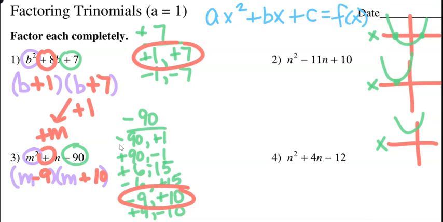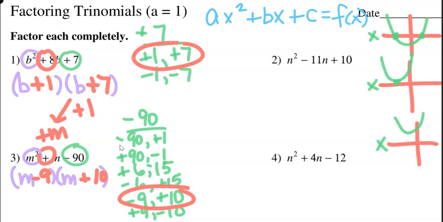So that's how you factor with a lead coefficient of 1. Now, if this is not really making a whole lot of sense to you, we can employ the practice of grouping. I can show this to you using grouping, and it'll make sense exactly what we're doing. So let's go back and look at number 1 again.